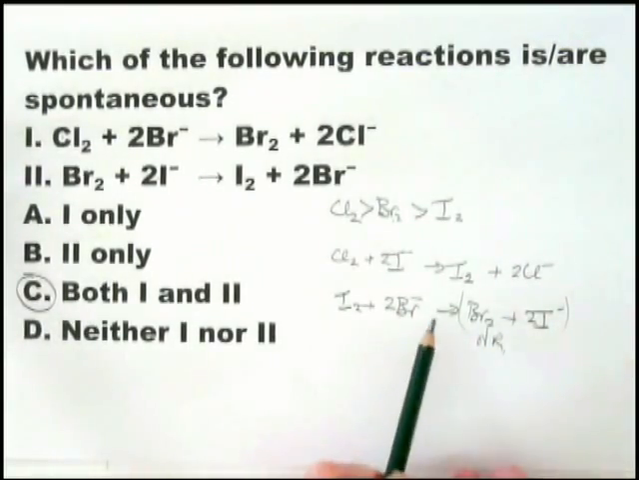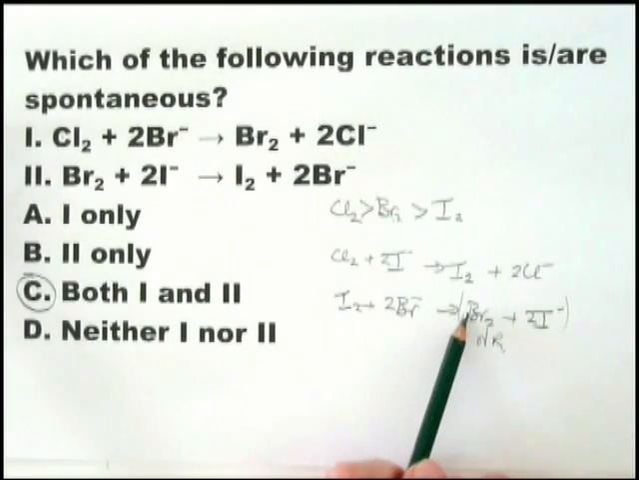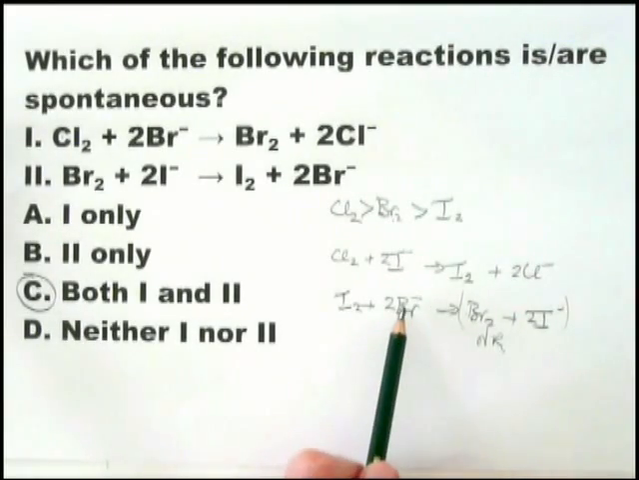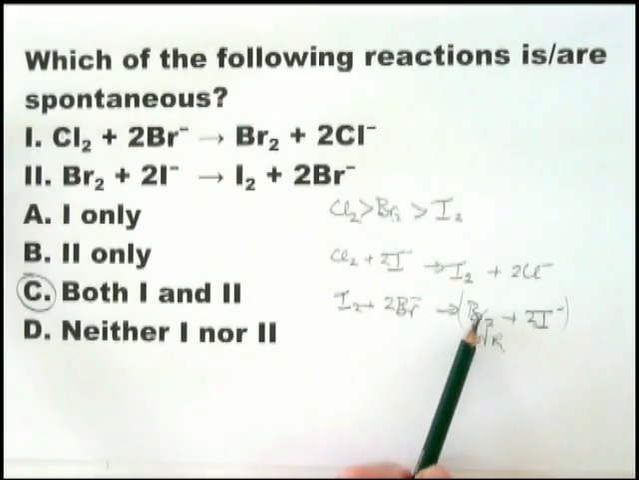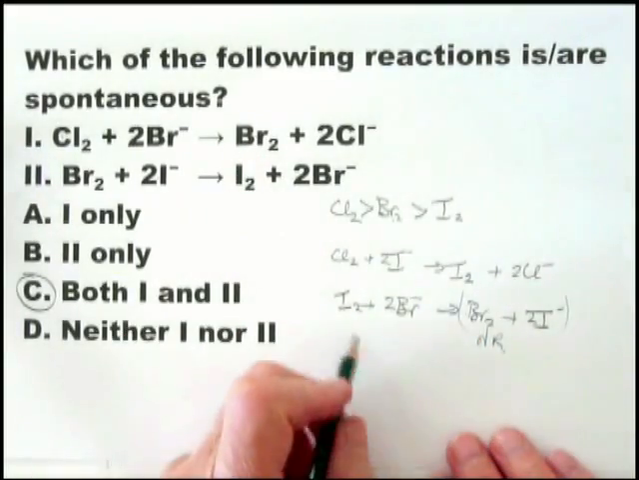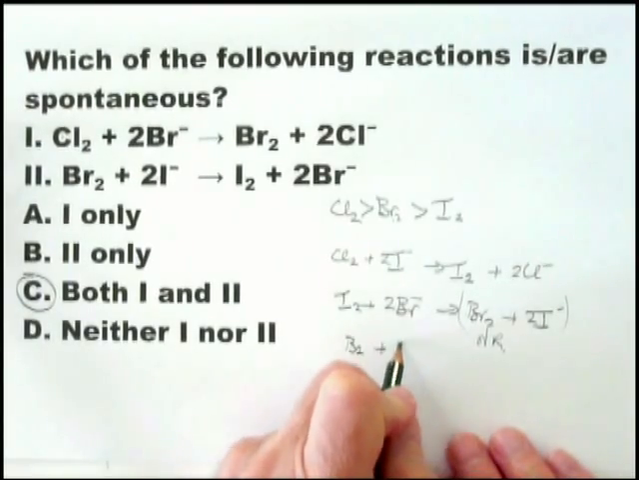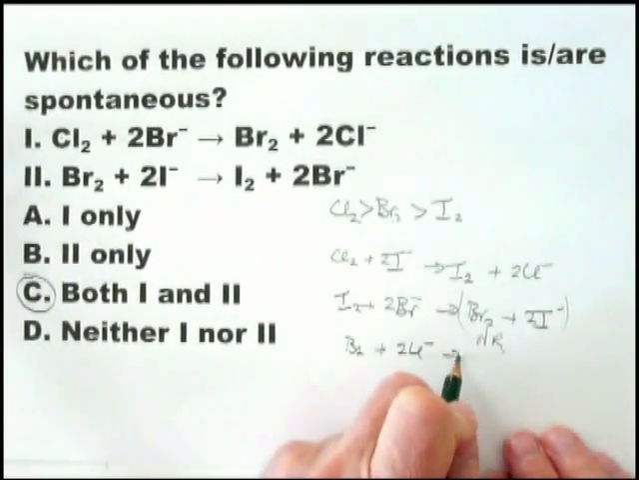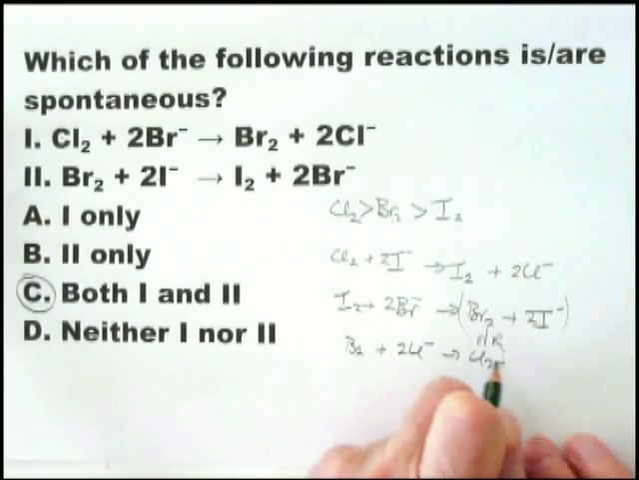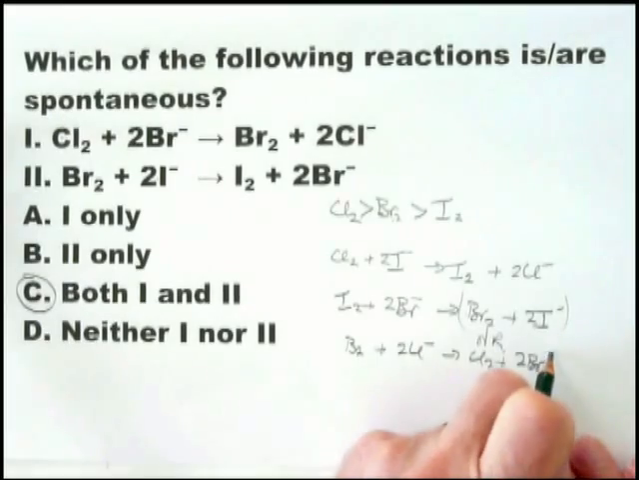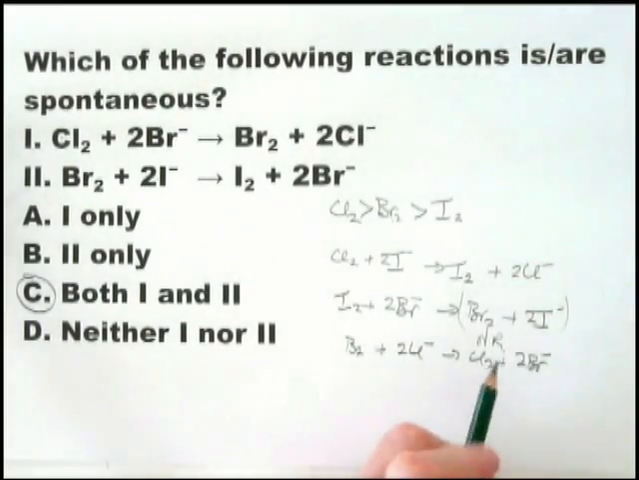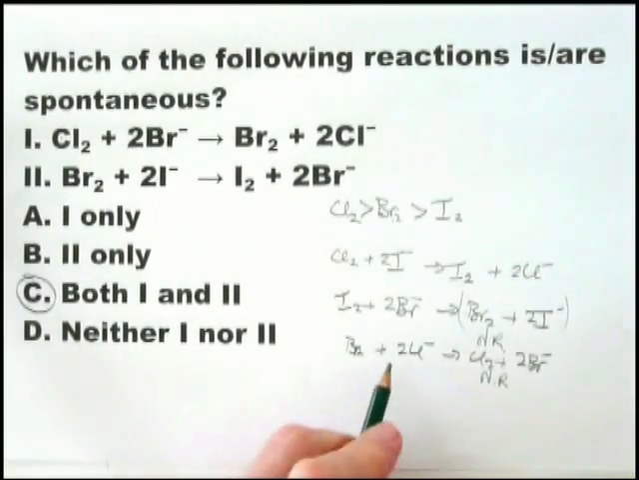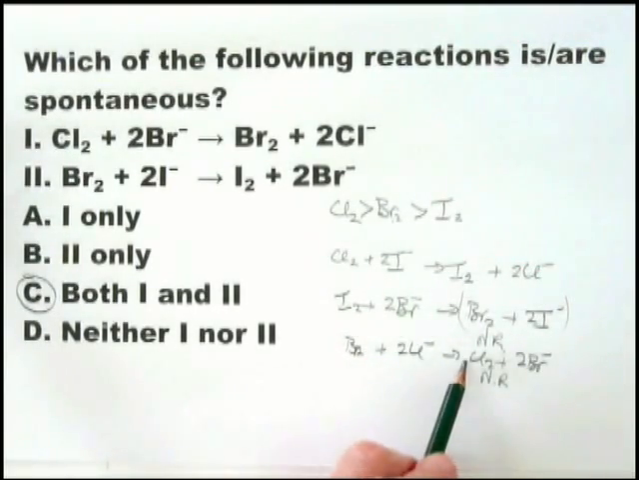Today you're expected to say this is not spontaneous. This is not a spontaneous reaction. In other words, this does not go to completion. And it's the same for the others: Br2 plus 2Cl minus goes to Cl2 plus 2Br minus. In the past you said simply no reaction. However, now you're expected to say that this is not a spontaneous reaction.